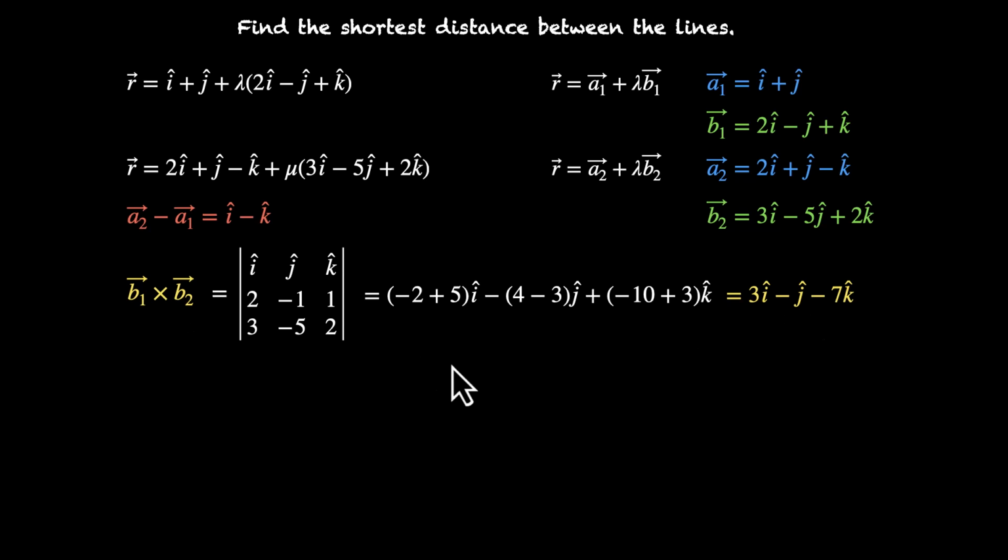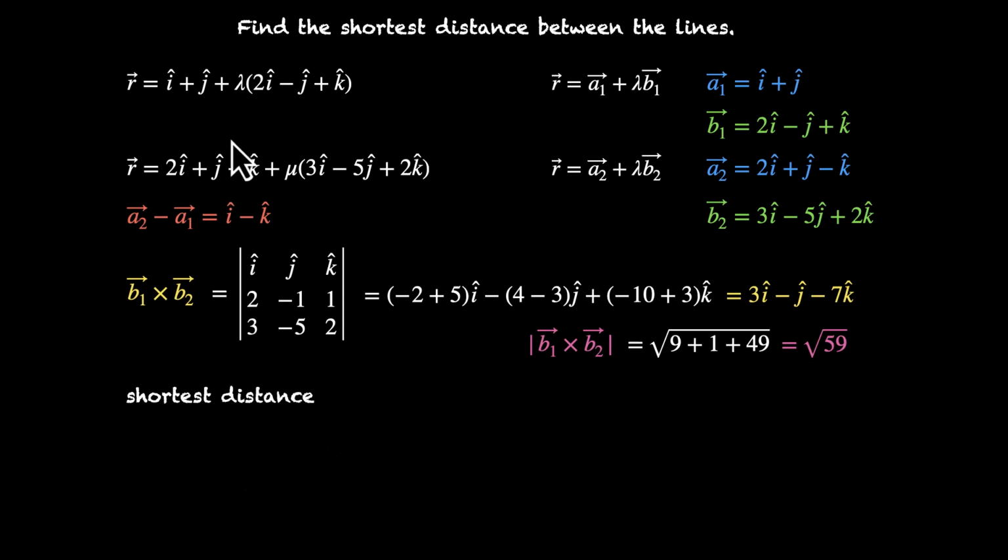Let's also take the magnitude. So mod of b1 cross b2, that's going to be square root of 9 plus 1 plus 49. That's 10 plus 49, that's 59. So that's square root of 59. All right. So now we have the raw materials ready. Let's find the distance between these two lines.